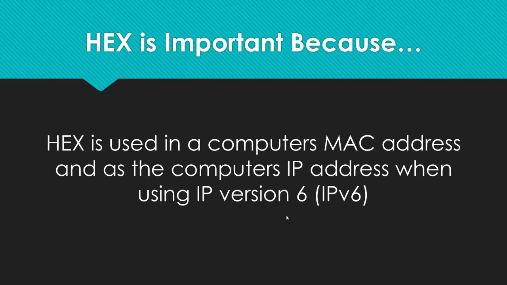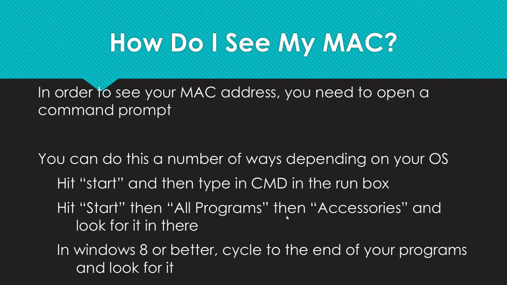Alright, so how do I find my MAC address? Well, you can do it a couple different ways. It all depends on your operating system. You can either hit start and then type in the letters CMD, Charlie Mike David, in the run box. That'll bring it up. You can hit start and then all programs. Then accessories, and you can look for it in there.